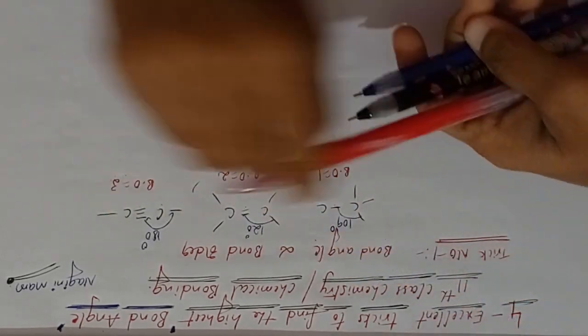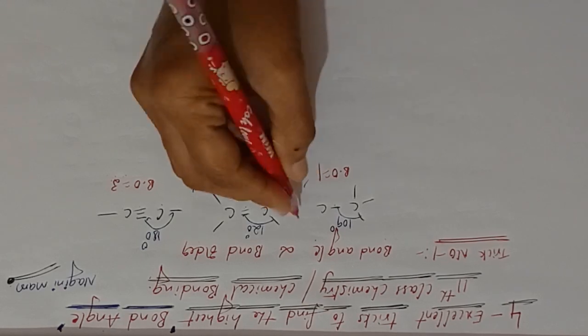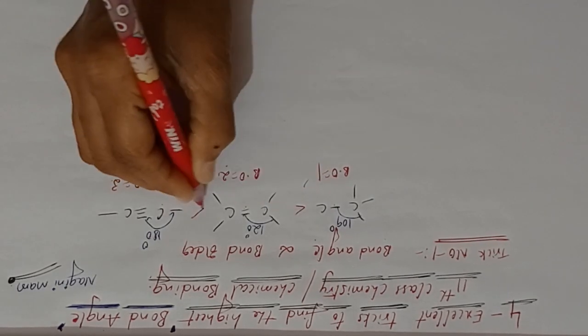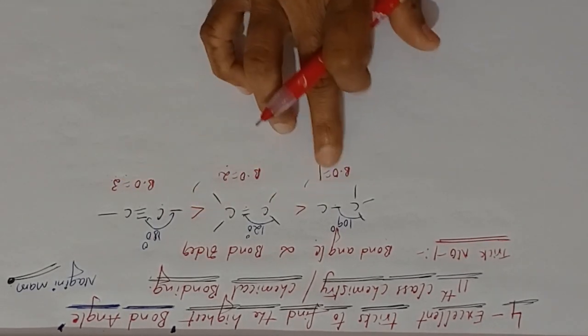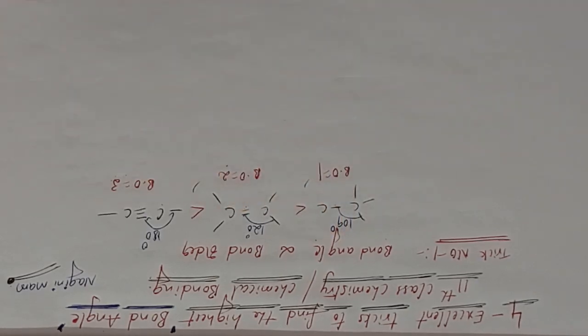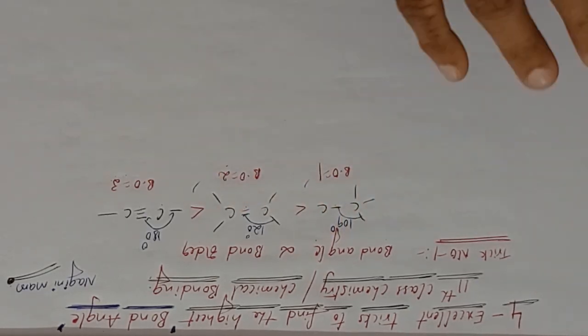So what is the symbol here, students? Increases, less than. Clear? Understood? So bond order increases, bond angle also increases. This is trick number 1.